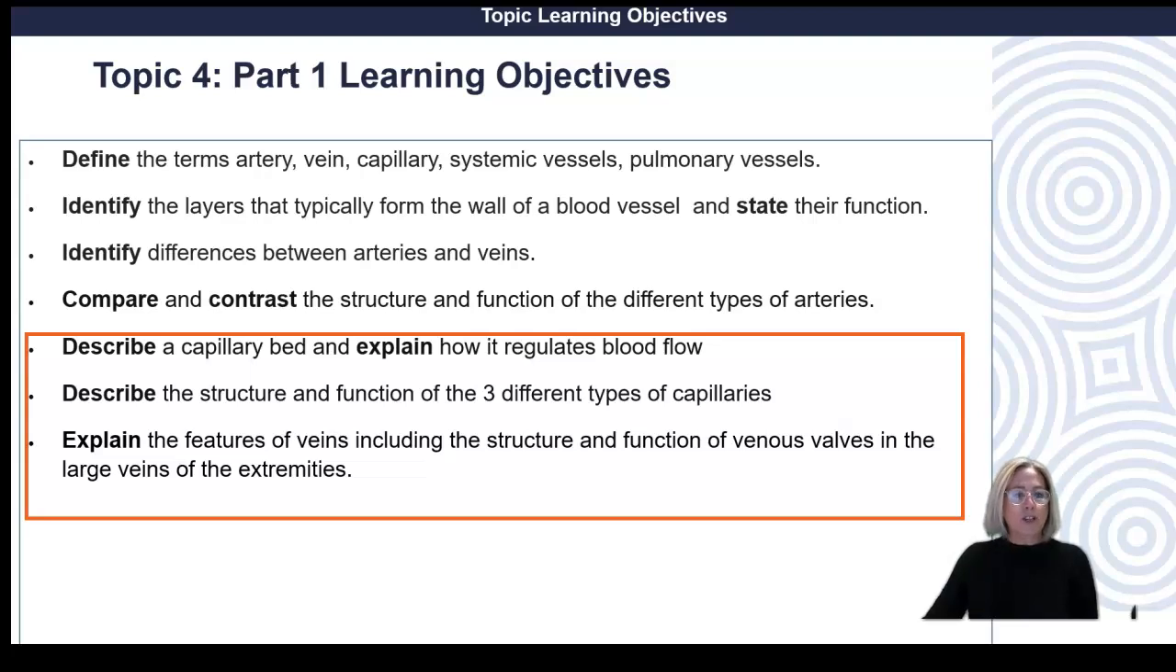Welcome back, everyone, to this part of the topic on the different types of blood vessels. In terms of learning objectives, they're to be able to describe a capillary bed and explain how it regulates blood flow, describe the structure and function of the three different types of capillaries, and finally, be able to explain the features of veins, including the structure and function of venous valves in the large veins of the extremities.